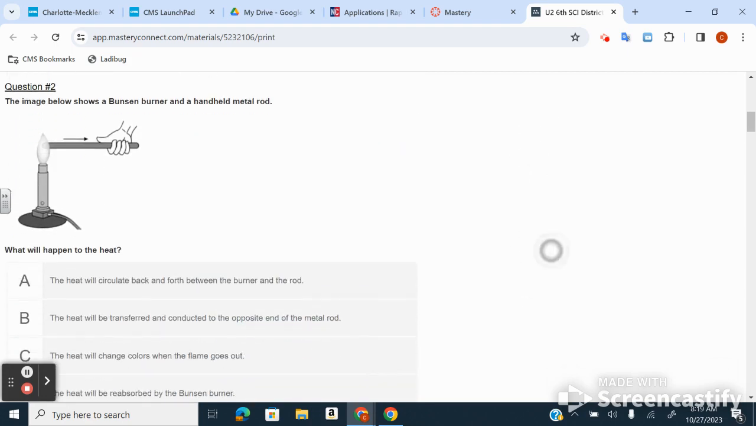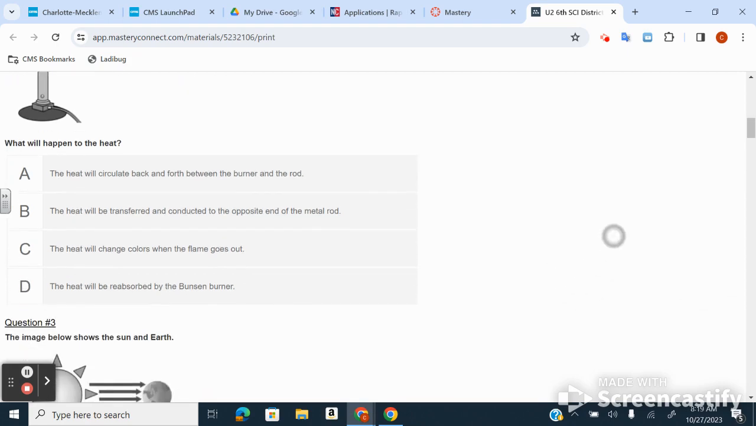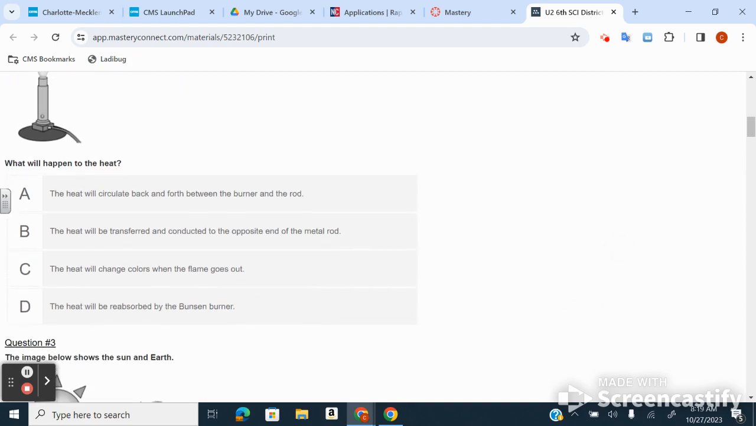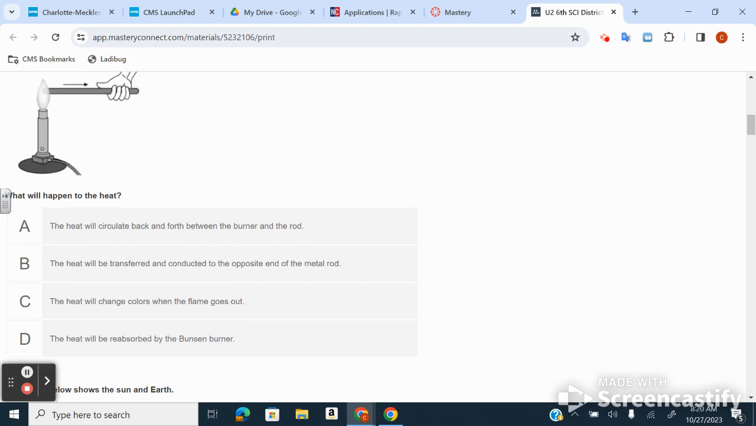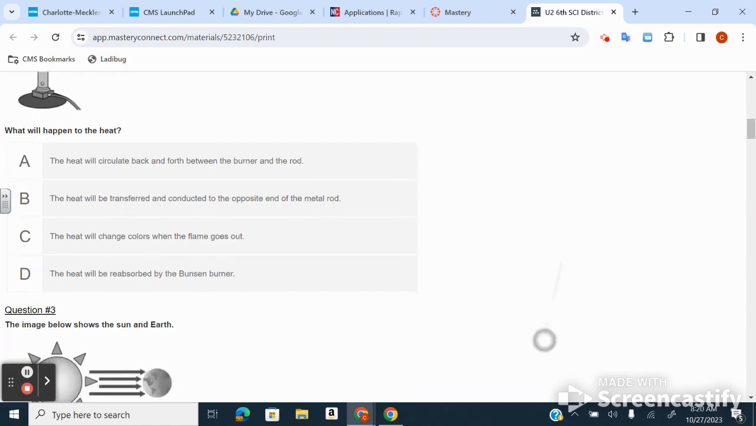Question number 2. The image below shows a Bunsen burner and a handheld metal rod. What will happen to the heat? A, the heat will circulate back and forth between the burner and the rod. B, the heat will be transferred and conducted to the opposite end of the metal rod. C, the heat will change colors when the flame goes out. D, the heat will be reabsorbed by the Bunsen burner.